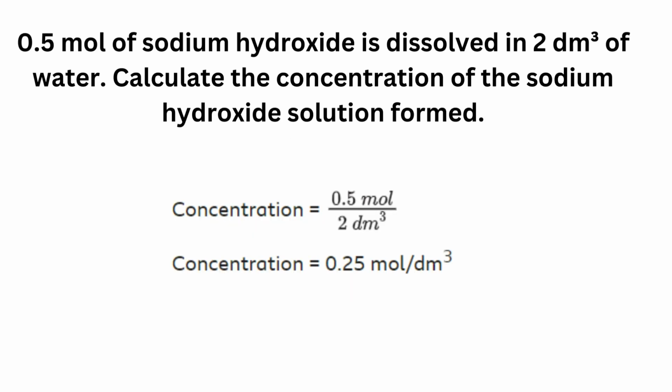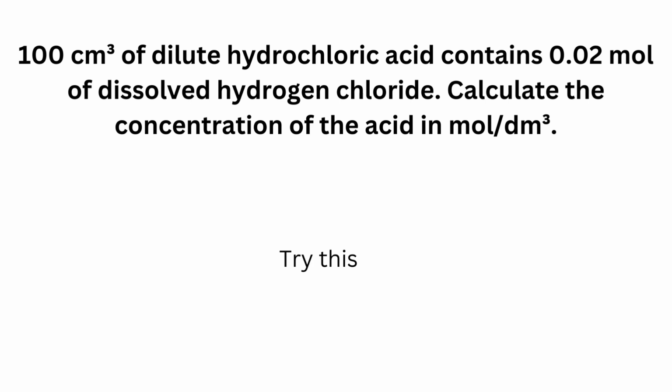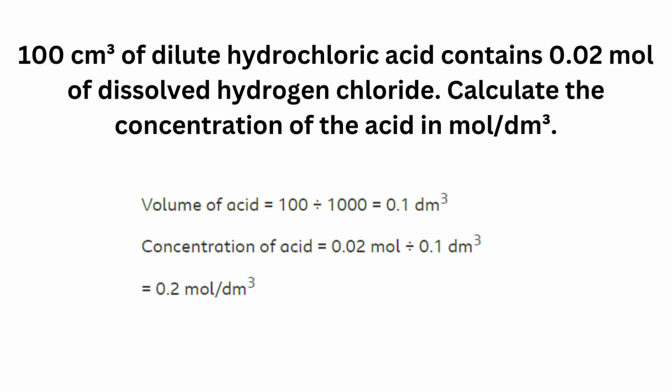Example, 0.5 mole of sodium hydroxide is dissolved in 2 dm cube of water. Calculate the concentration of the sodium hydroxide solution formed. Concentration has been calculated as 0.25 mole per dm cube. Hundred centimeter cube of dilute hydrochloric acid contains 0.02 mole of dissolved hydrogen chloride. Calculate the concentration of the acid in mole per dm cube. Please try this question. Answer is given as 0.2 mole per dm cube.